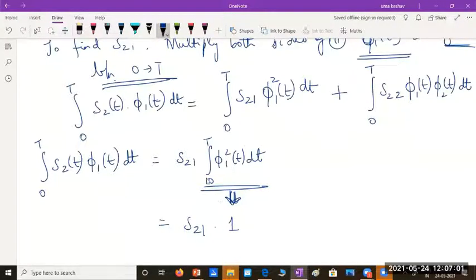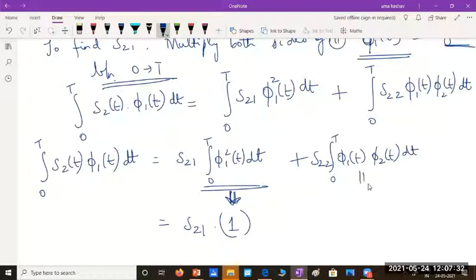It's S21 and this is 1. Remember, they are unit energy signals. So this value is 1. And here, what will I have? I have S22 into integral phi 1 into phi 2. Here, phi 1 is different from phi 2. We know that all these signals are orthonormal. That means this value turns out to be 0. So I'll have it as S22 into 0.